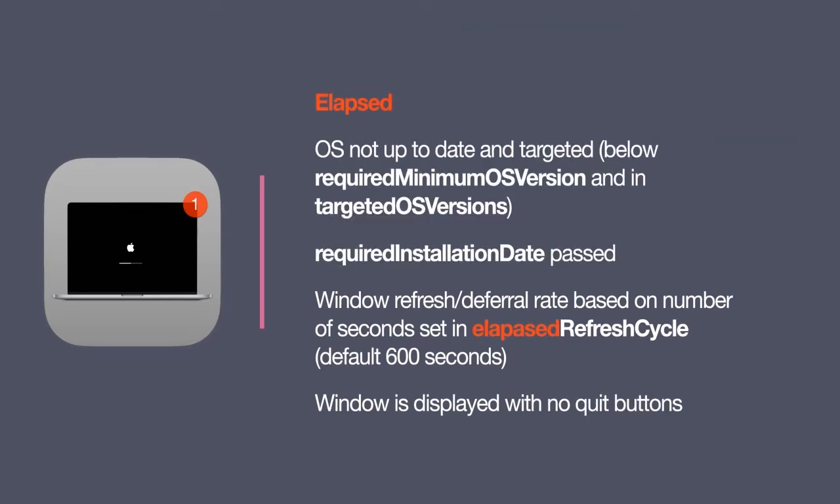And now it's really time to blow something up because we're at DEFCON 1. We've reached the elapsed stage. So same requirements as before with regards to the version of macOS and the required installation date. But this window here will have no quit buttons, and it will refresh and increment its deferral count based on the number of seconds set in the elapsed refresh cycle preference. And I think we have to see what this looks like.